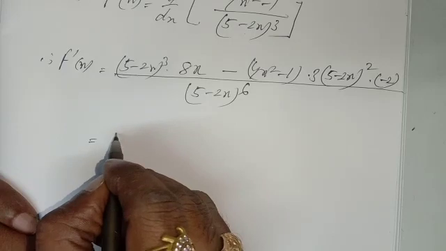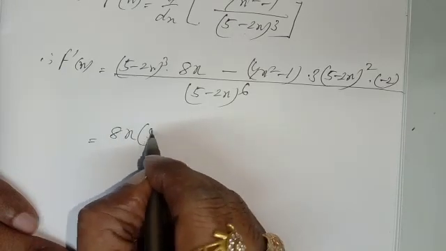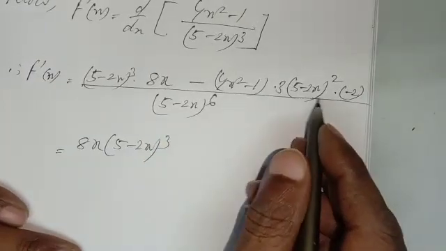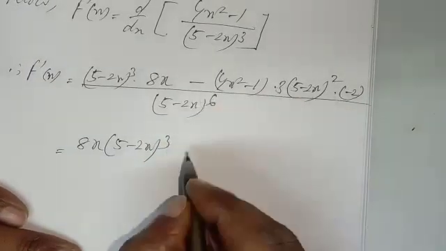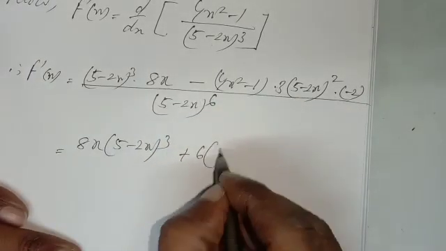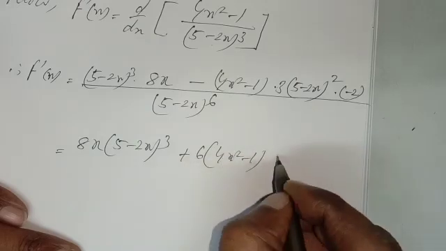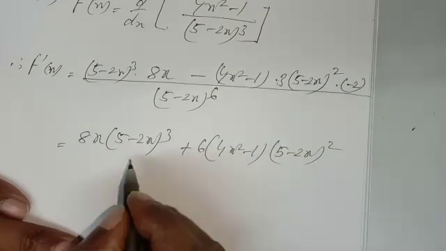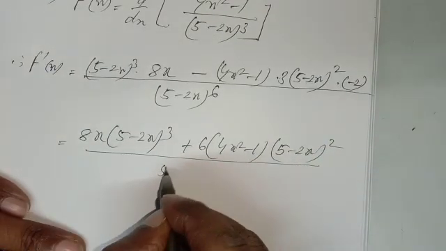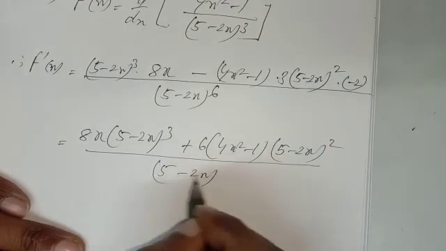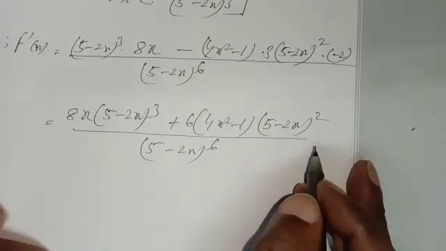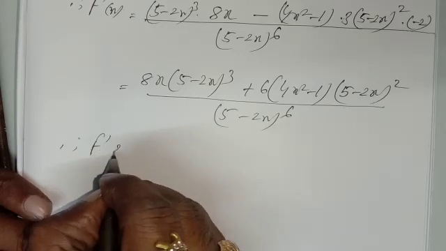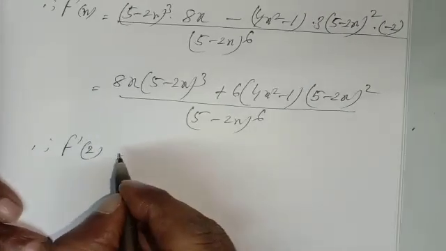That means this is 8x into (5 minus 2x) whole cube, and this is minus 6 here, minus 1 times minus 6, plus 6 into (4x square minus 1) into (5 minus 2x) whole square, divided by (5 minus 2x) to the power 6. This one is f dash x. Next you have to find out f dash 2. F dash 2 means putting the value of x as 2.